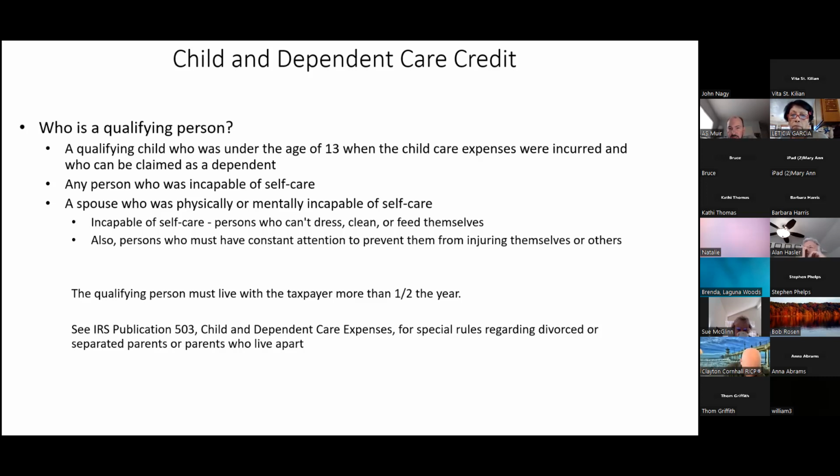And I also mentioned to individuals, they have to have attention. So if you leave them at home, them being an adult, and go to work, and there's no attention, they could possibly hurt themselves. You don't want that. So you bring someone in, and that caretaker is watching that adult as opposed to the child. So this is the incapable of self-care. And again, that's another example of a qualifying person.